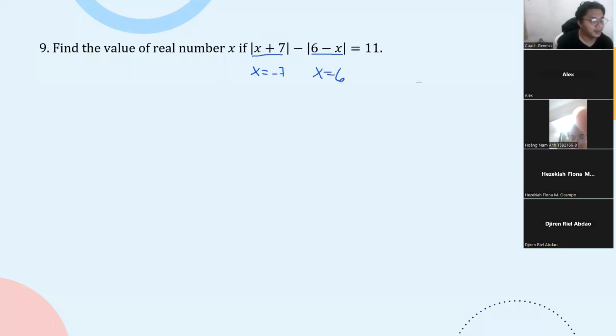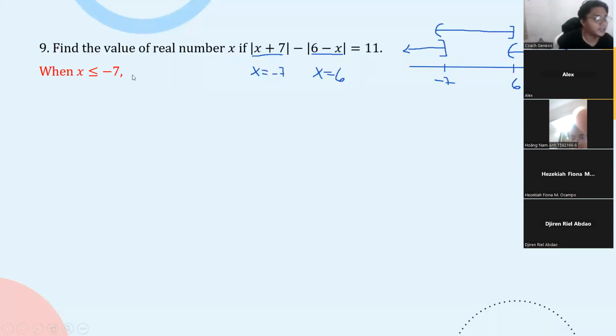So that means that we have a number line where we have -7 and we also have 6. So this number line will then be divided into 3. You have all values less than or equal to -7. We have all values greater than -7, but less than or equal to 6. And then we also have values greater than 6. Okay. So the first one, when x is less than or equal to -7.